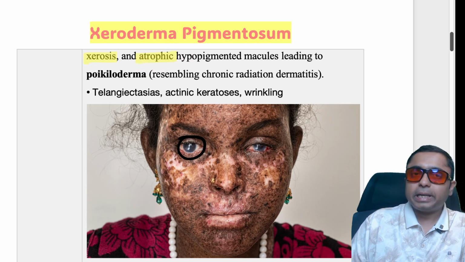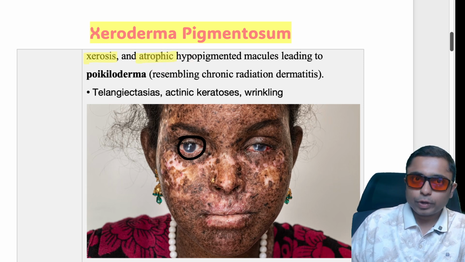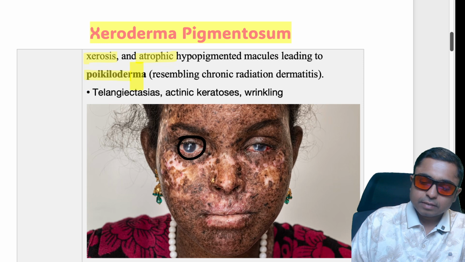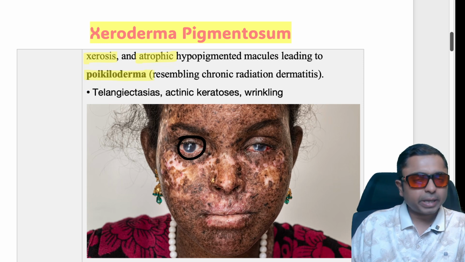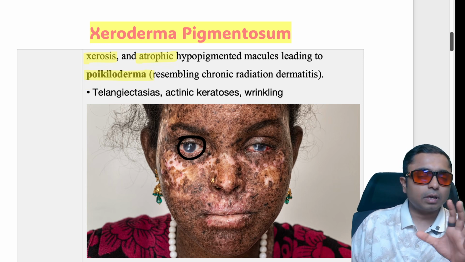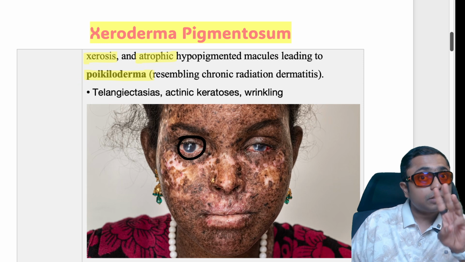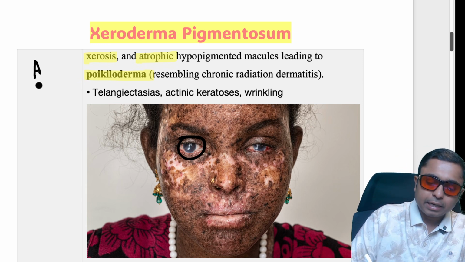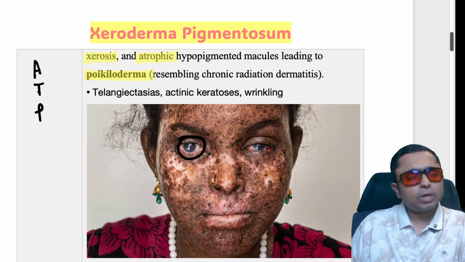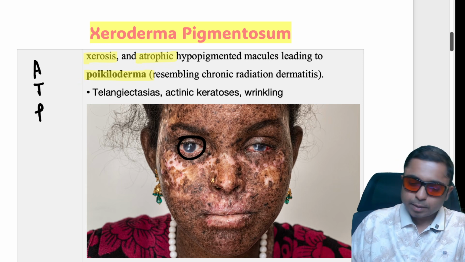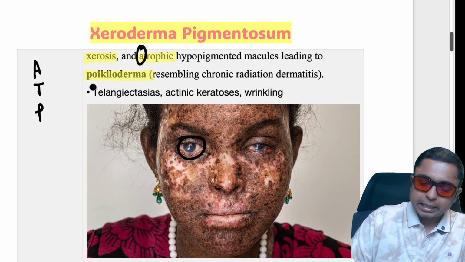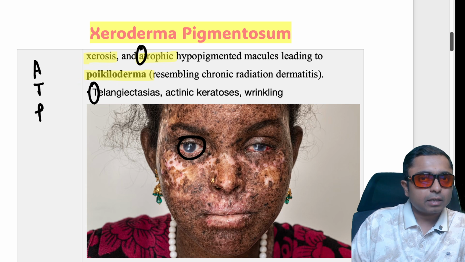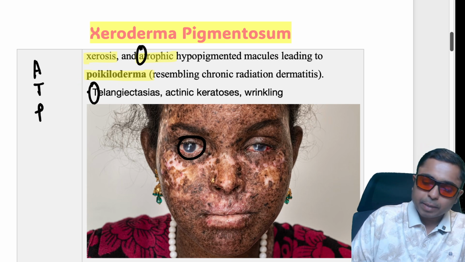And there can also be skin changes in the form of atrophy. And so that is the reason why this term called as poikiloderma is very famously used in the conditions wherever there are three changes which can be seen in the skin. What are those three changes? ATP. What is ATP? Atrophy of the skin, telangiectasia in the skin, that is dilated blood vessels, and pigmentary skin changes.